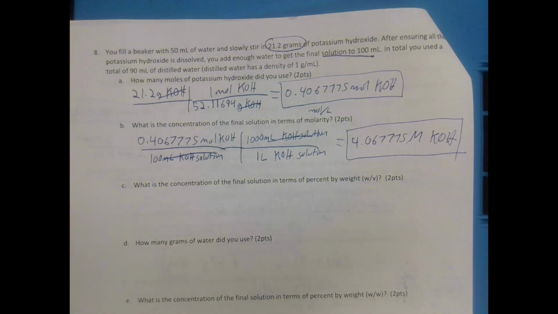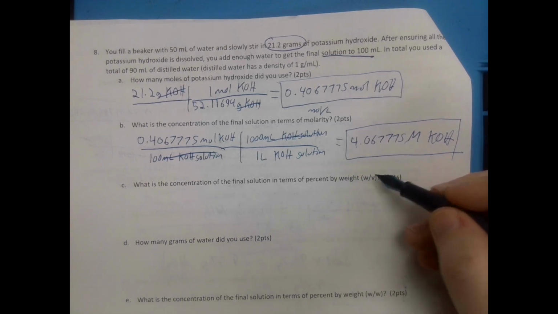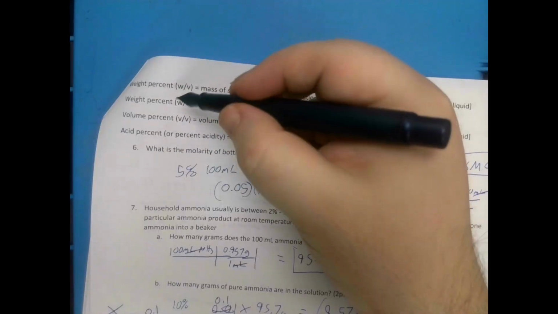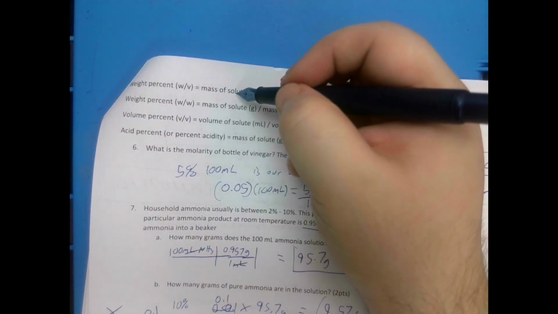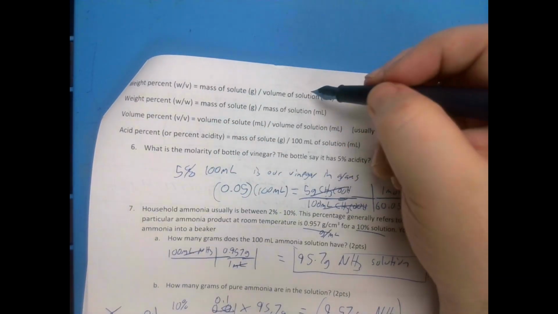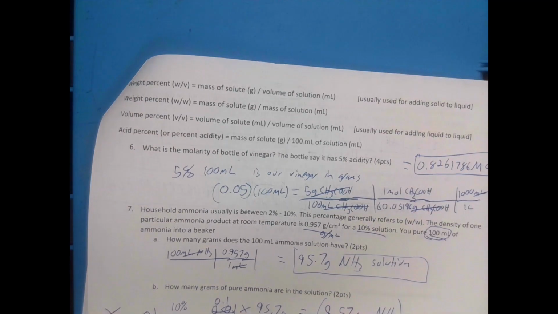What is the concentration of the final solution in terms of percent by weight? We're using weight per volume. Again, weight per volume is mass of solute in grams per volume of solution in milliliters. So I need to get an answer that's in terms of grams per milliliter.